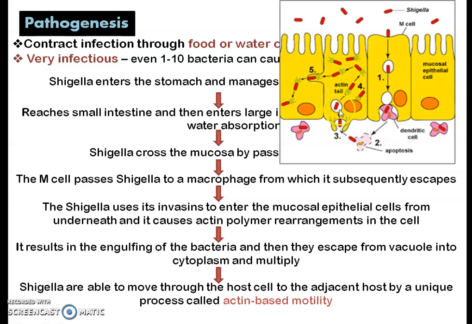It results in the engulfing of the bacteria, and then they escape from the vacuole into the cytoplasm, and there they multiply. And the Shigella are able to move through the host cell to the adjacent host cell by a unique process called actin-based motility. They are moving from one host cell to the other with the help of actin filaments.